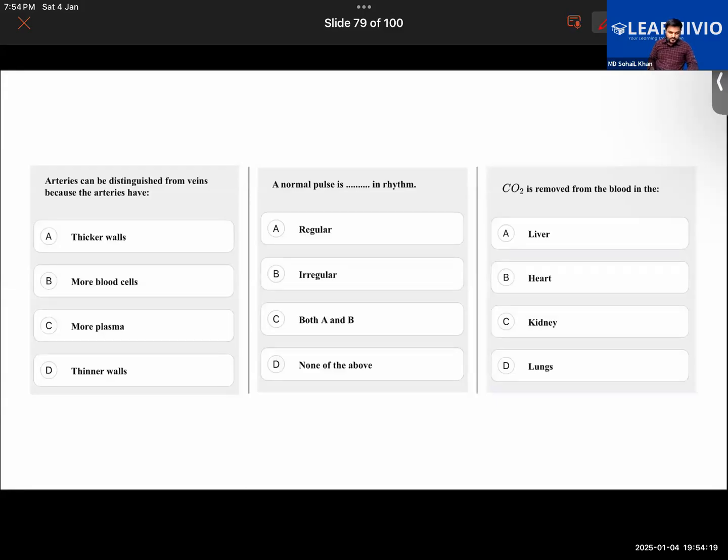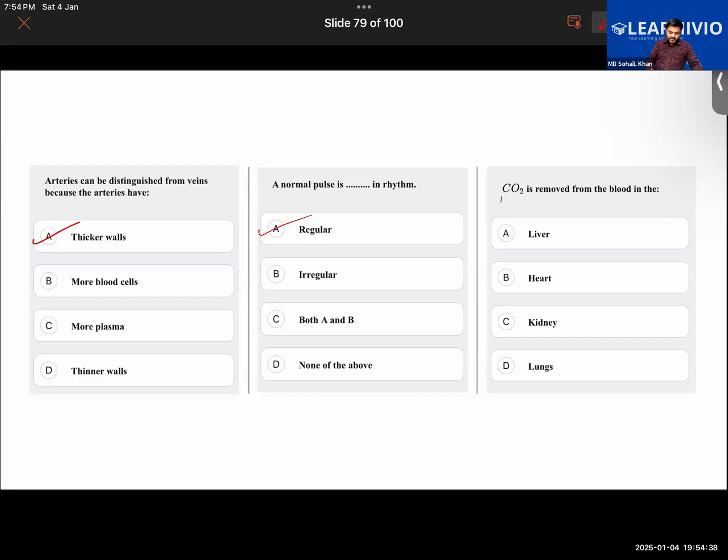Arteries can be distinguished from veins because the arteries have thicker walls. Very good. Next. A normal pulse is regular in rhythm. Good. Next.